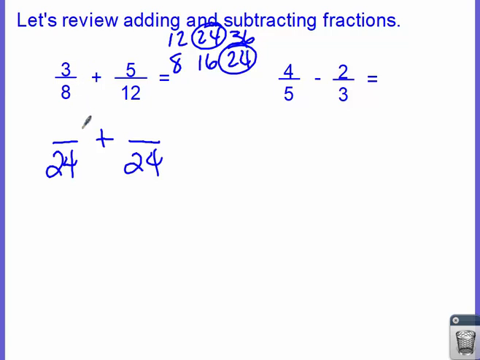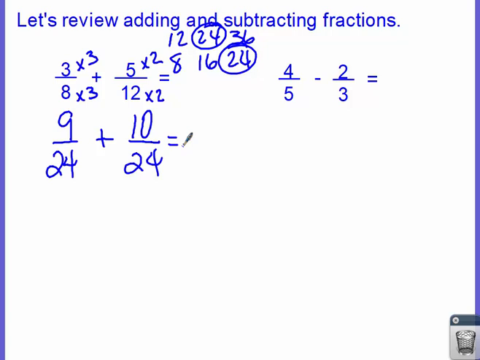So this 8, how did I make it a 24? Well, I multiplied it by 3. So I do the same thing to the 3 and get 9. How do I change the 12 to 24? Well, I multiplied it by 2. So I do the same thing to the 5 and get 10. Okay, so all the hard work is done.